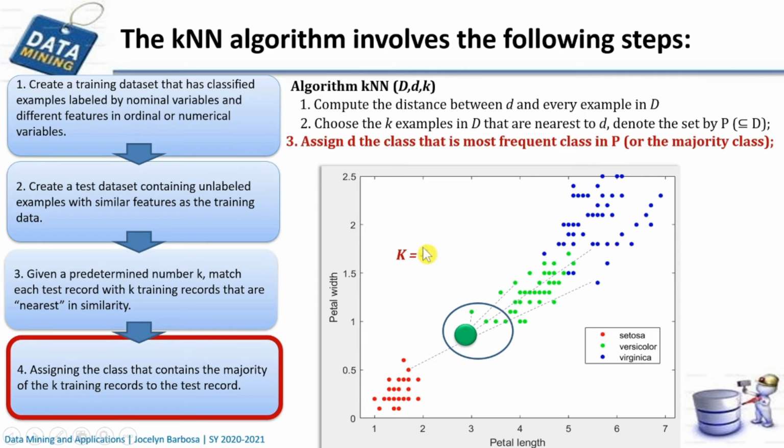So that is based on the 4 nearest neighbors. That is the last step: assigning the class that contains the majority of the K training records to the test record.